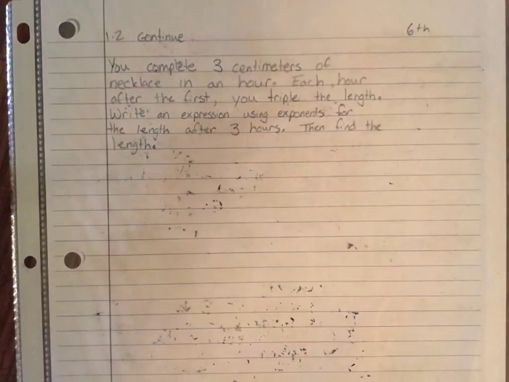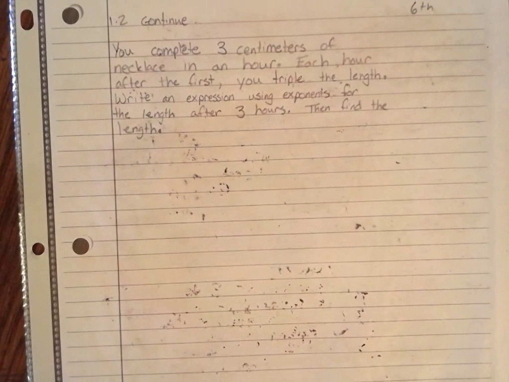Okay, the last part. You complete 3 centimeters of necklace in 1 hour. Each hour after the first, you triple the length. Write an expression using exponents for the length of 3 hours, then find the length. Okay, so that was a lot. You complete 3 centimeters in 1 hour. So an hour passed, we have 3 centimeters.